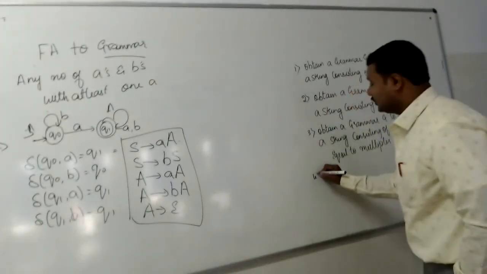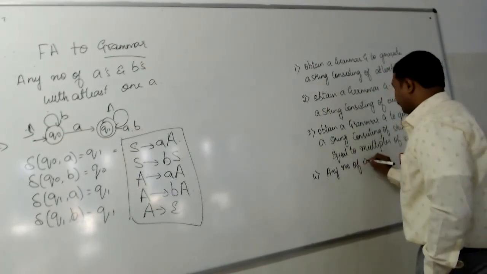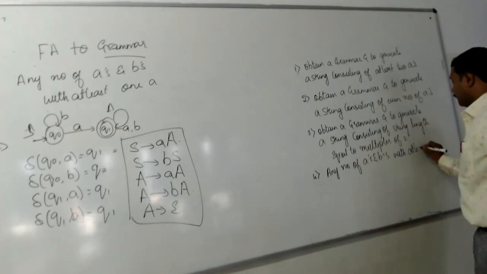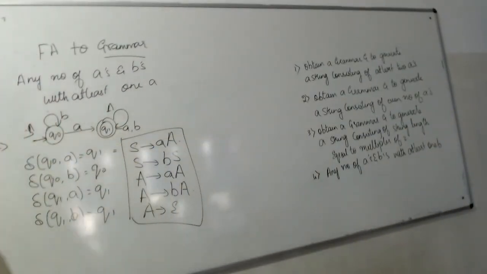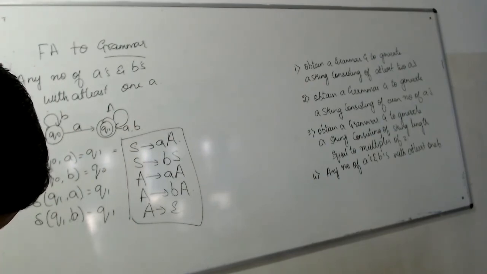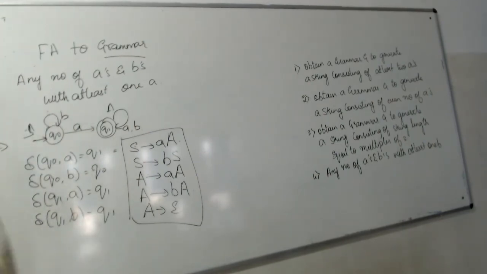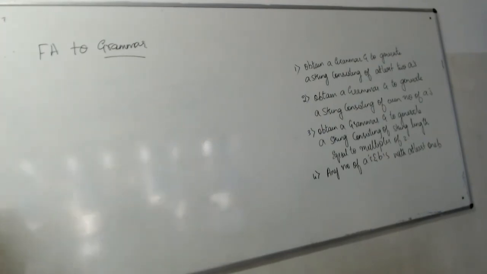Okay. Next assignment question is obtain a grammar for any number of A's and B's with at least one B. With at least one B. Okay, and a couple of problems I give that you take as assignment and submit in the next coming class. I'll share the answers for these things in the next classes.